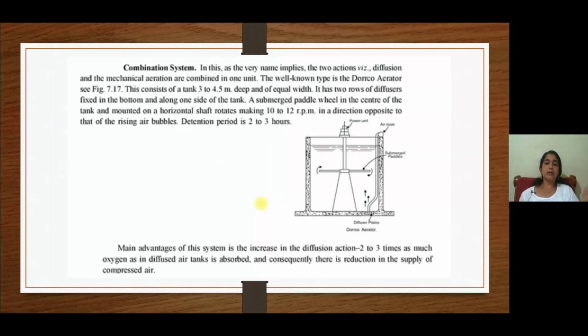A combination system is the combination of these two systems, that is the diffused air system and the mechanical aeration system. Here you can see that the diffused air pipes are provided at one side of this tank. At the rightmost wall, you can see the diffused air main, and the air is diffused from the bottom of this diffused air pipe, and which can be mixed by using these paddles. That is the combination of the two systems, the mechanical system and the diffused air system. These are the air mixing devices used in the aeration tanks.